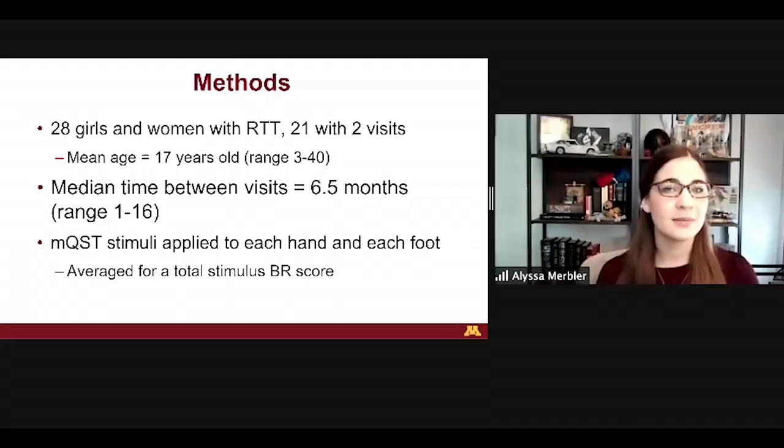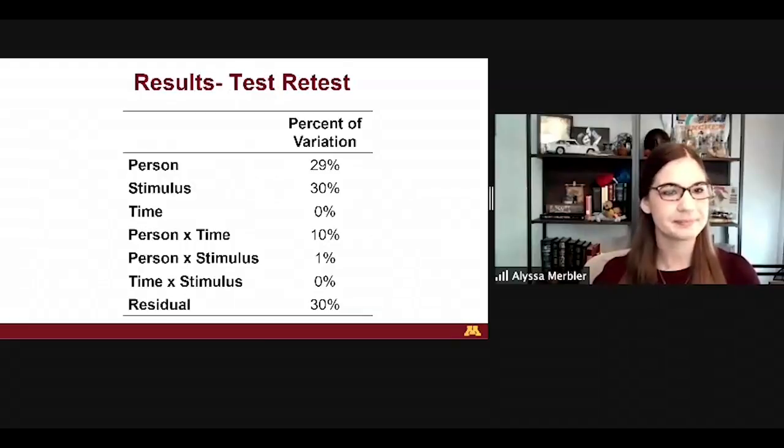The MQST stimuli were applied to the tops of hands and tops of feet. For the actual scoring, hand applications were scored together, feet segments were scored together, and then they were averaged for a total behavioral reactivity score for analyses. And this coding system is very similar to what was described in Frank's talk, has been previously used in Rett.